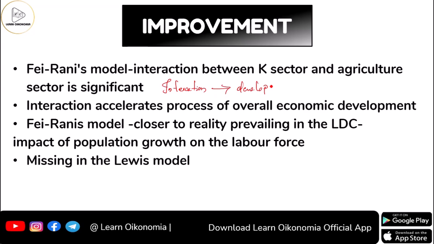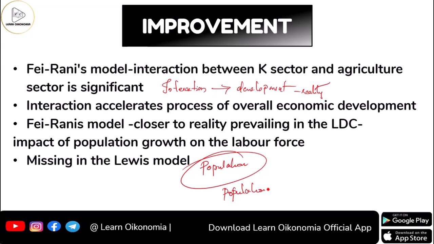For the very same reason, this model is closer to reality as far as the least developed economies are concerned, because it looks at the role of population as well. When we say population, it is not a constant population; instead we are focusing on population growth. Because in LDCs there exists huge population growth, and this will have some impact on the labor market and labor force. And this connection is very much missing in the Lewis model.